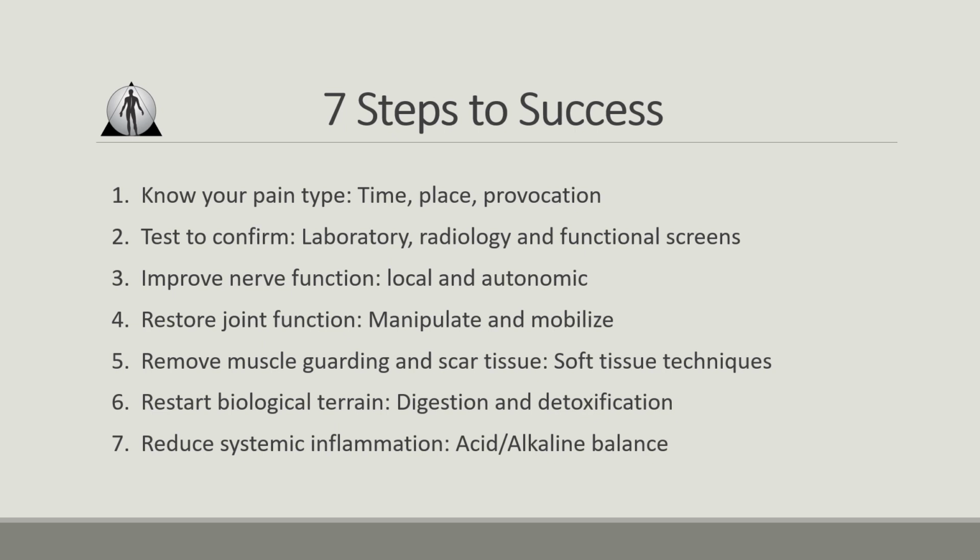Go through these steps. Ask yourself, where do I fall? Do I have problems in my nerve function? Do I have it in joint function? Do I have it in muscle guarding? Do I have bad biological terrain? Do I have increased inflammation? And ultimately, what is my pain type? And ask yourself, what are the things that I can do to help delineate where the problem is coming from, so I can implement things that will physically fix the problem.